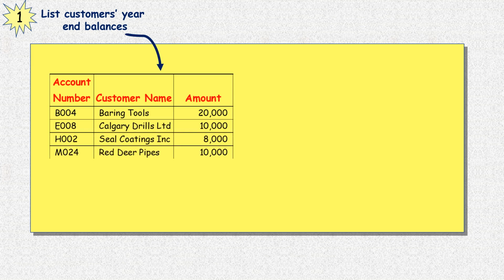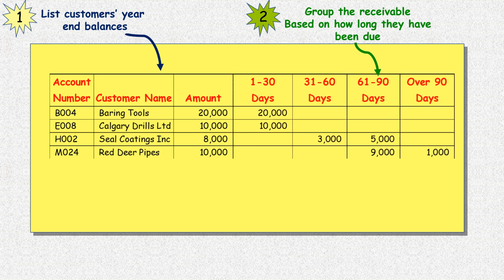Now, the first step in aging is that you need to list all your customers with their balances. Second, we need to group those balances age-wise, how long they have been due. So for Baring Tools, they owe us $20,000, and that $20,000 is within 1 to 30 days. Meaning we made a sale in the last 30 days to Baring Tools, so the age of that receivable is between 1 to 30 days.